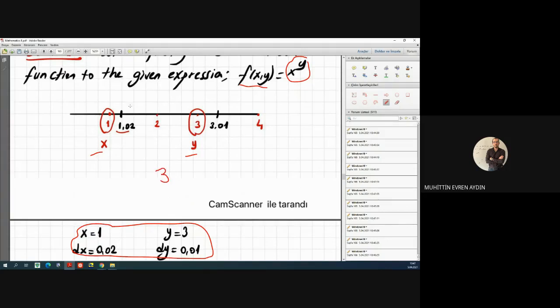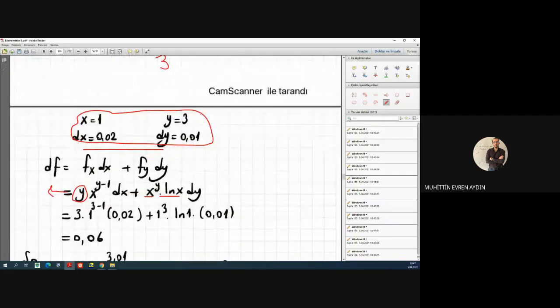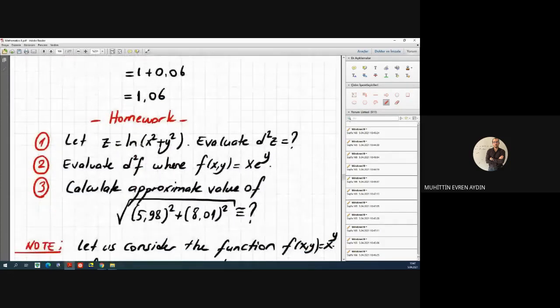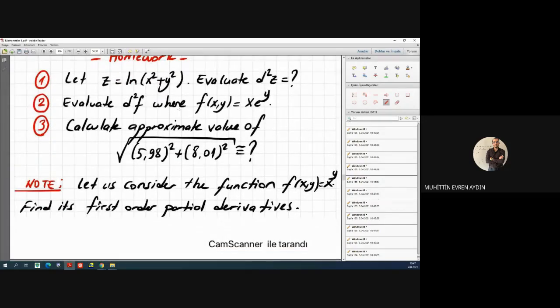The result is 3, but what happens in this case? The point is that there are some problems. You may solve them yourself.